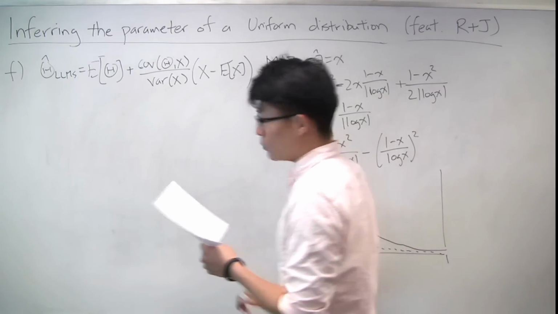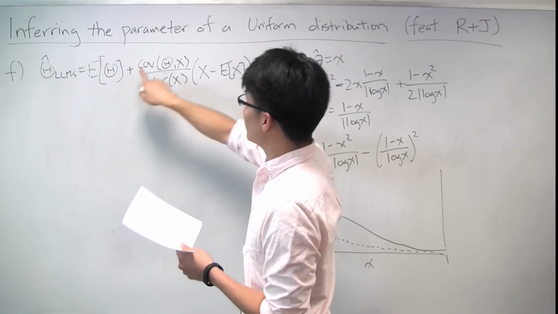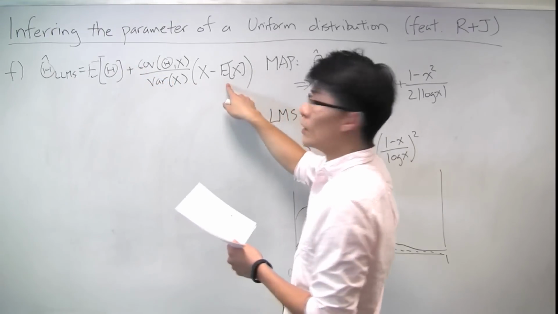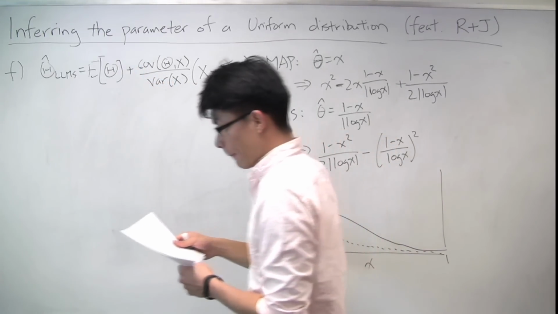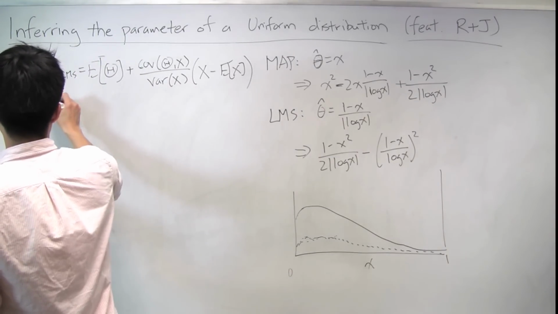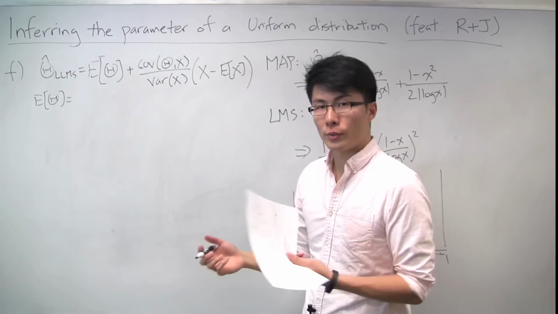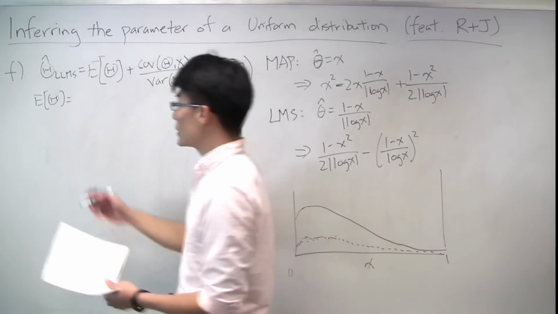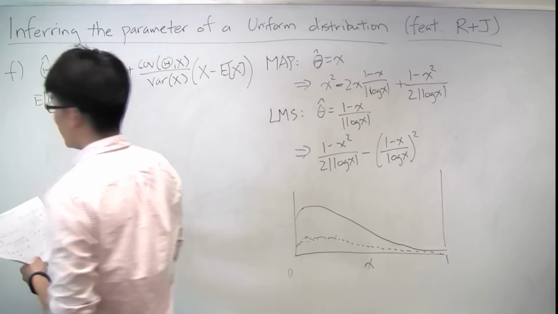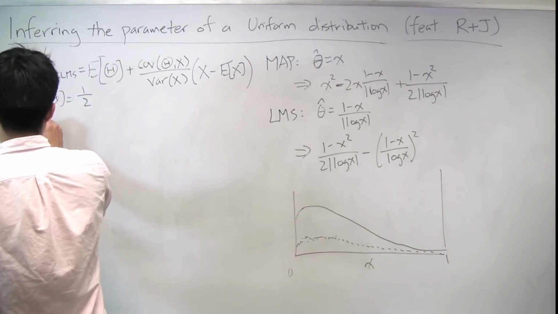Okay, now in order to do this, we just need to calculate four things. We need the expectation of theta, the covariance, the variance, and the expectation of x. Okay, so let's calculate what these things are. Expectation of theta, well, we know that theta is just uniformly distributed between 0 and 1. And so the expectation of theta is the easiest one to calculate, it's just 1/2. What about the expectation of x?